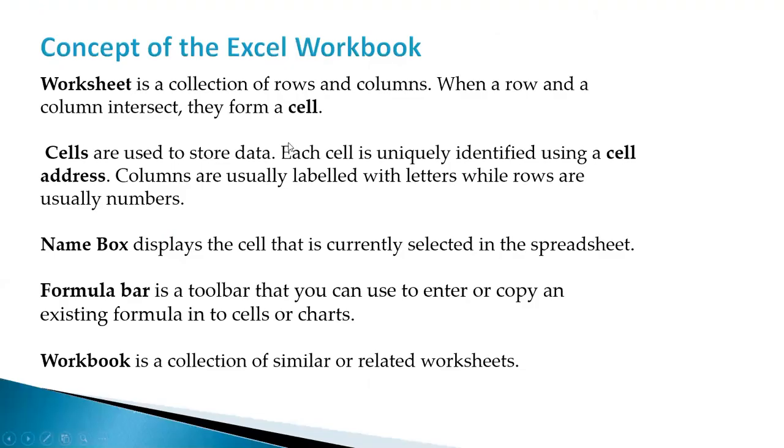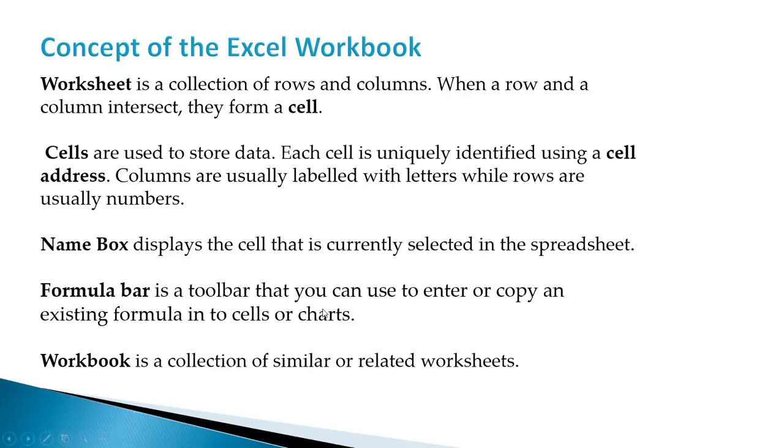Then the cells are used to store data. This is actually where you enter your actual data. So in the cells, you enter your data. The Excel worksheet will prompt you to enter data from the status bar. It will be telling you that the cell is ready to receive data, and each cell is uniquely identified using a cell address. So the columns are labeled with letters, while rows are labeled with numbers, as we actually saw. And then the workbook also has a name box which displays the cell that is currently selected in the worksheet.